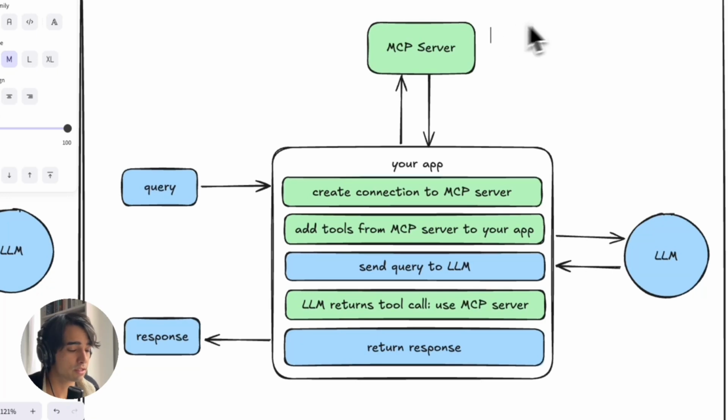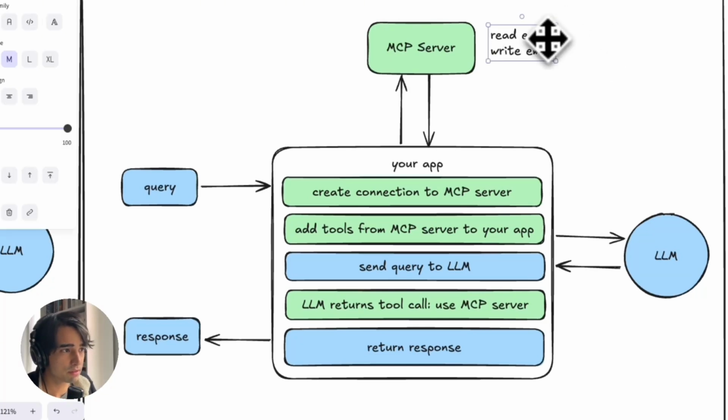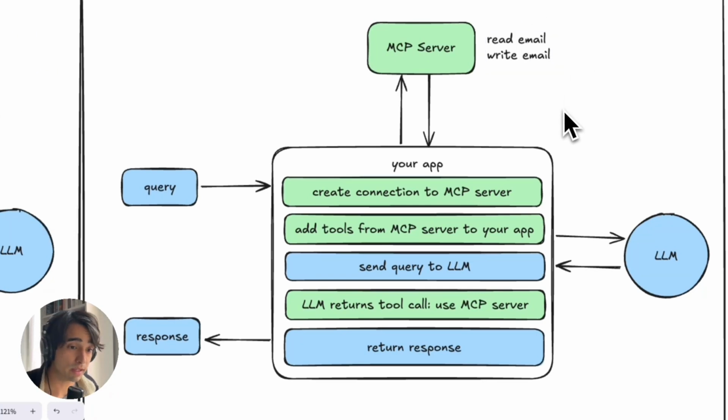Okay, so let's suppose that here you have a tool called read email, and then you have another tool called write email. So this MCP server is going to allow you to handle your email inbox. So there you go. You initialize your application, it creates the connection to your server, it lists the tools that it has available, and now you have those tools within your application.